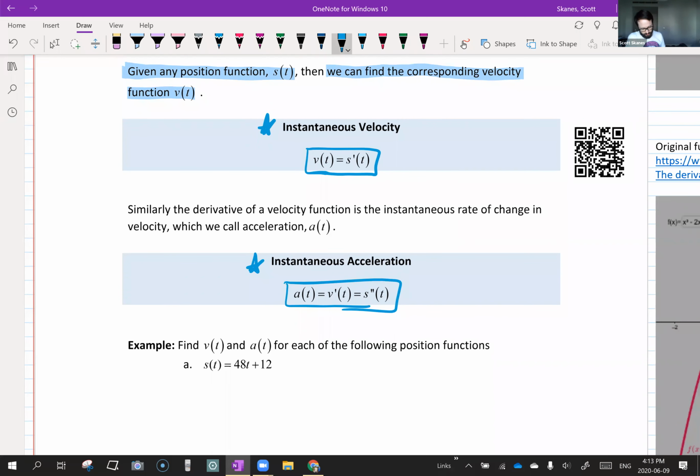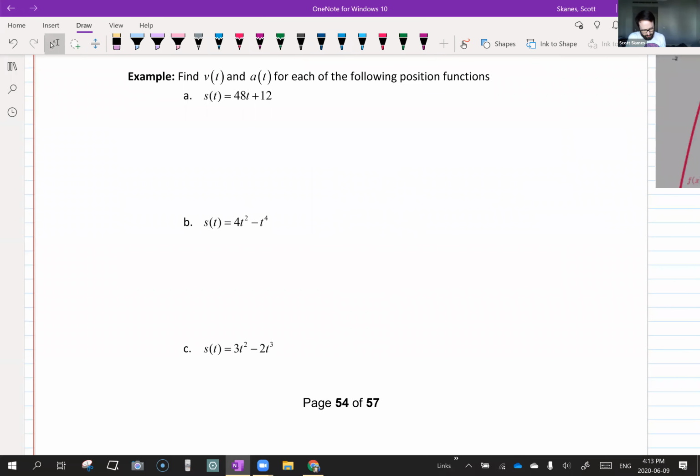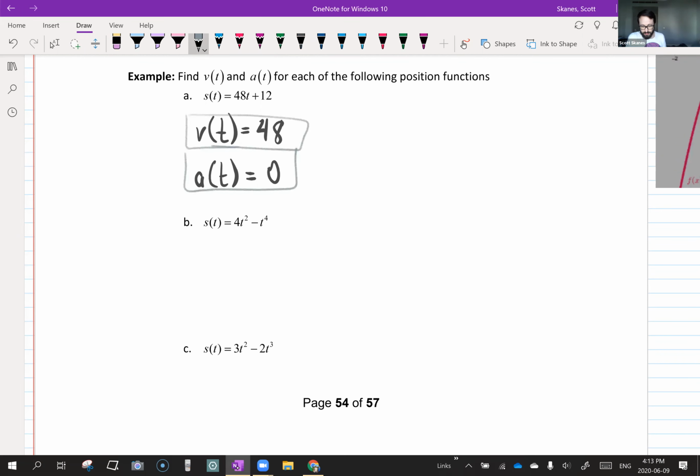Let's see what this looks like. Find v(t) and a(t) for each of the following position functions. Okay, I'm not going to make this complicated. The velocity is the derivative. What's the derivative of 48t plus 12? 48. Done. What's the derivative of 48? 0. Okay. That was nice.